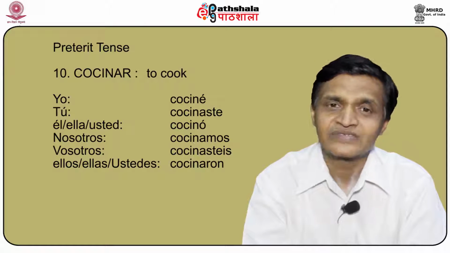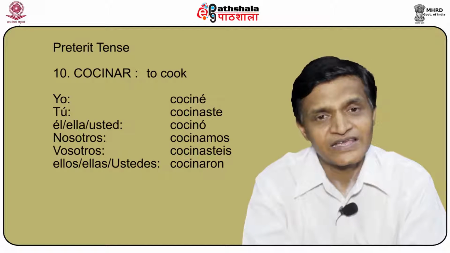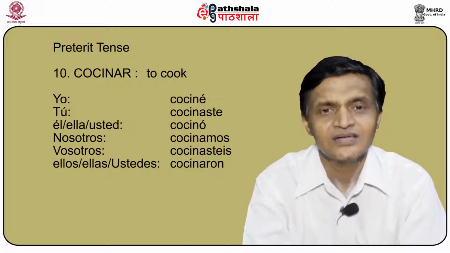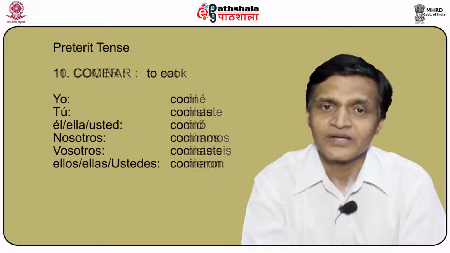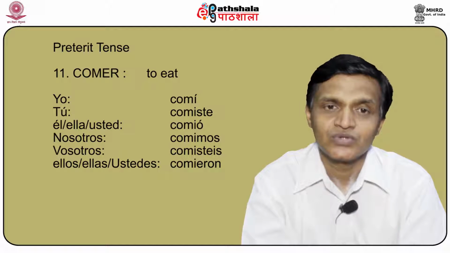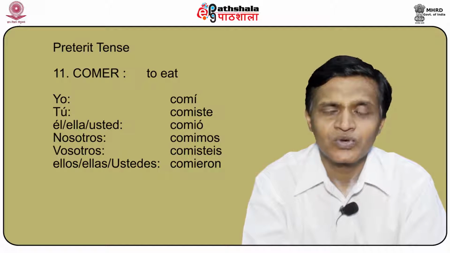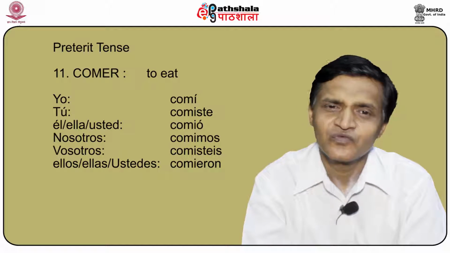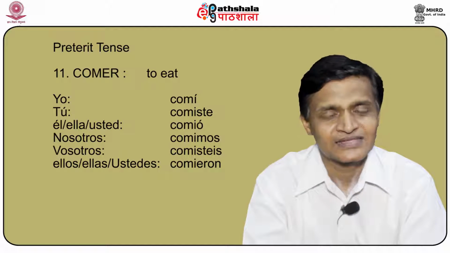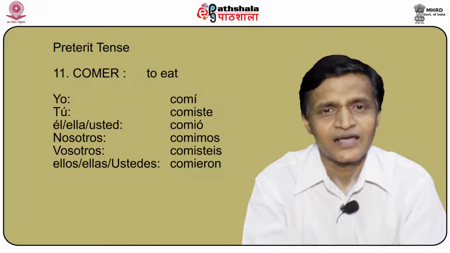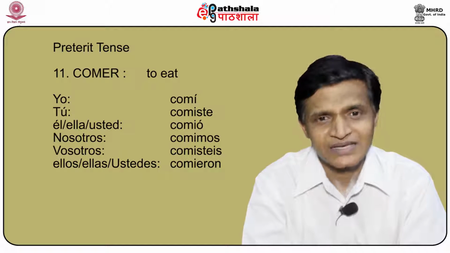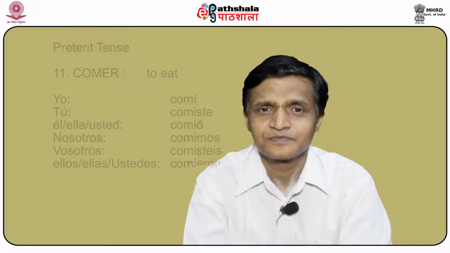Again, comer, which is an ER ending verb, becomes very easy to conjugate because you already know how ER ending verbs are conjugated in preterite. So, comer, to eat, becomes yo comí, tú comiste, él, ella, usted comió, nosotros comimos, vosotros o vosotras comisteis, and ellos, ellas and ustedes comieron. I repeat, comí, comiste, comió, comimos, comisteis and comieron.